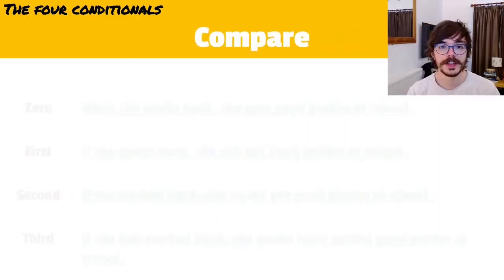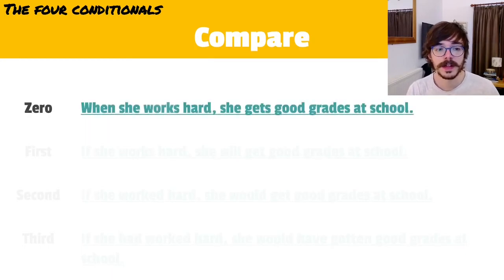So now we're going to look at the four conditionals with the same sentence or a similar sentence so we can compare the structure and also the meaning of each of these sentences. So zero conditional. Remember, we form it with when or if plus the present tense plus the present tense. So when she works hard, she gets good grades at school.